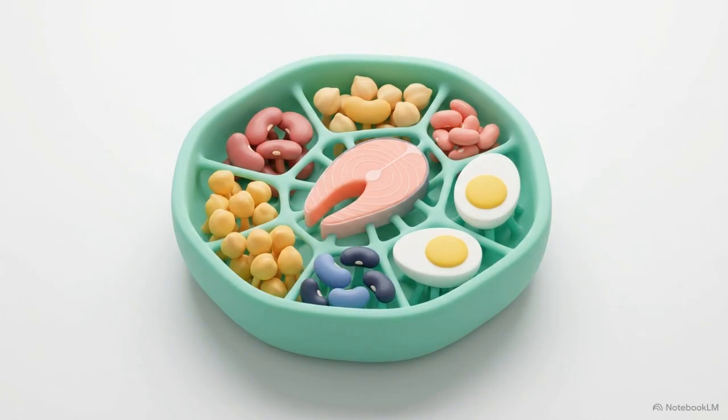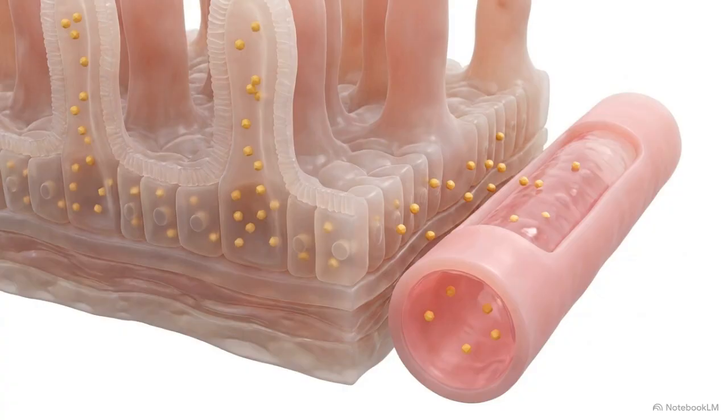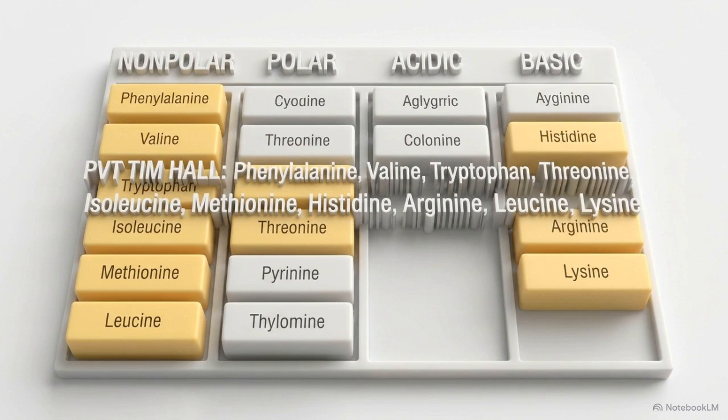Humans require all 20 variations to function properly, but the body can only synthesize a portion of them from scratch. The rest must be absorbed directly from our diet, making them nutritionally essential. The essential amino acids required from the diet are identified using the mnemonic PVT-TIM-HAL: phenylalanine, valine, tryptophan, threonine, isoleucine, methionine, histidine, arginine, leucine, and lysine.